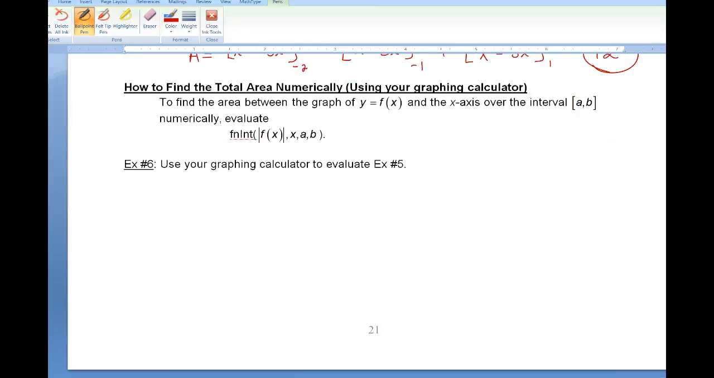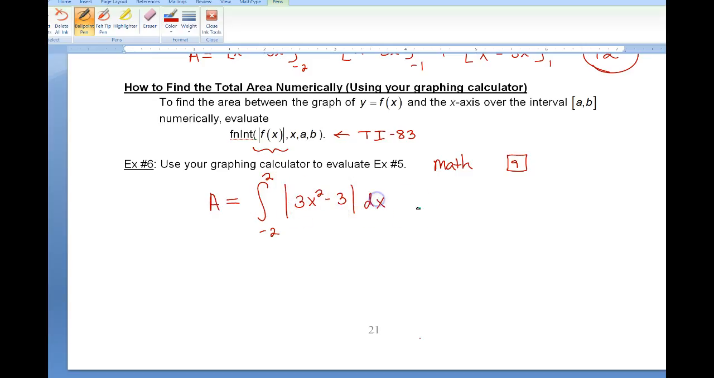Again, for the area, if you want to, just go to math and then 9. You just plug everything in. Notice this is what it looks like for those of you that have the TI-83. Otherwise, you just type it in as you see it. So it's from -2 to 2, and then you put the absolute value around the function, and then dx. And that is equal to 12.